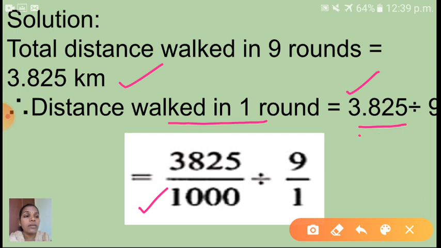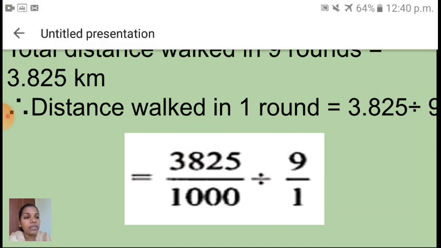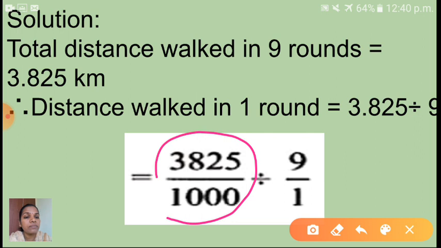After the decimal point, 3 digits are there. Yes, so 3825 upon 1000 is divided by 9. It can be written in the form of fraction, that is 9 upon 1. Okay, now what you have to do, children? Yes, this fraction you have to multiply with the reciprocal of this fraction.